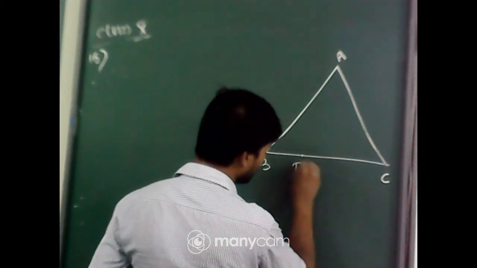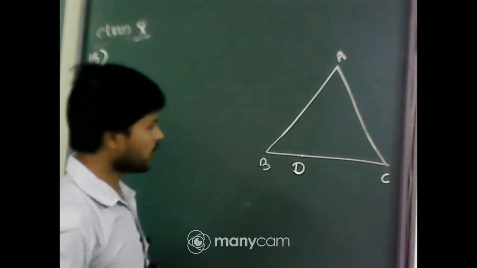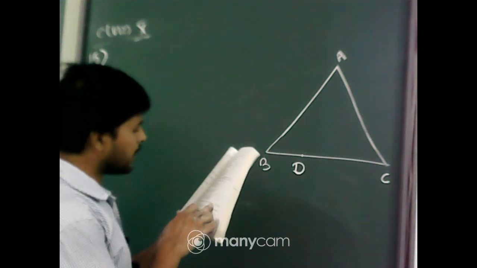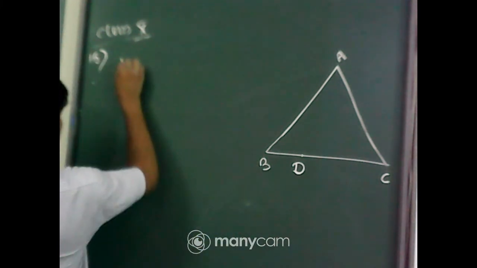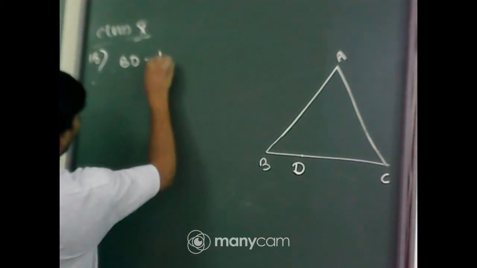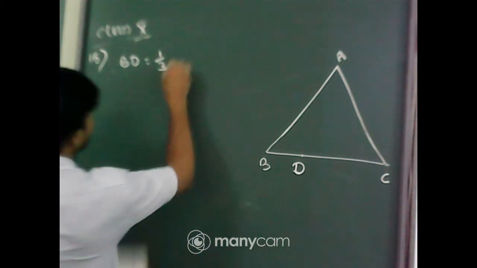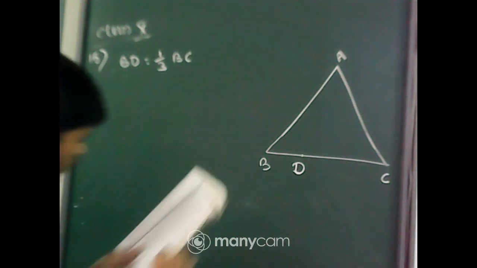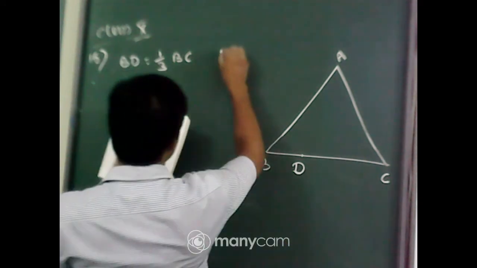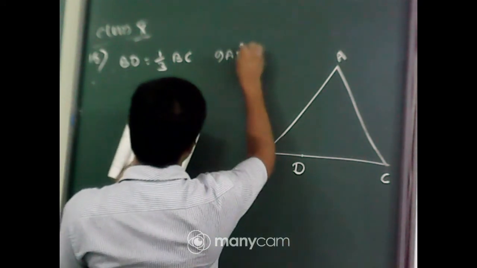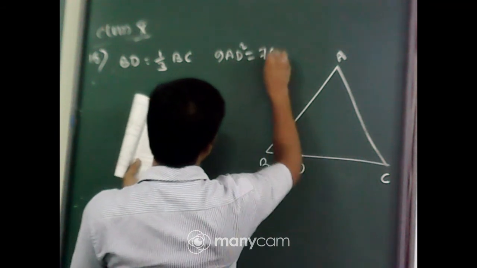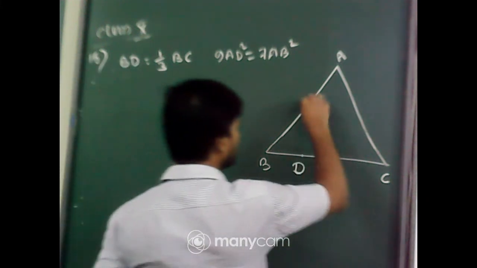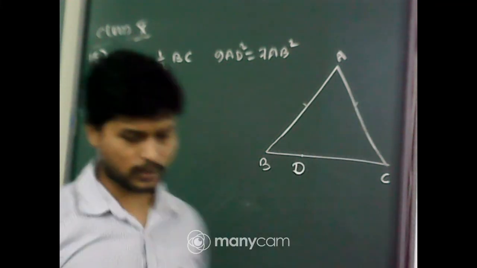Take a point D on the side BC, such that BD equal to 1 by 3 BC. BD equal to 1 by 3 of BC. What we have to prove? We have to prove that 9 AD square is equal to 7 AB square. And if the triangle is an equilateral triangle, it means all the sides are equal.